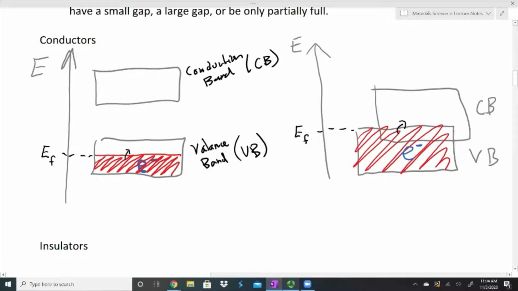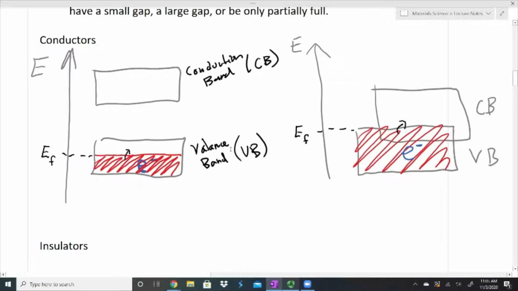And how much energy do we have to add? Very, very little. Why? Because there's no gap between where our electrons sit and where we have an empty spot. So this is a picture of our conductors. Hopefully it's starting to make a little bit more sense. It should make even more sense as we move on and talk about the opposite from conductors, as we talk about insulators.